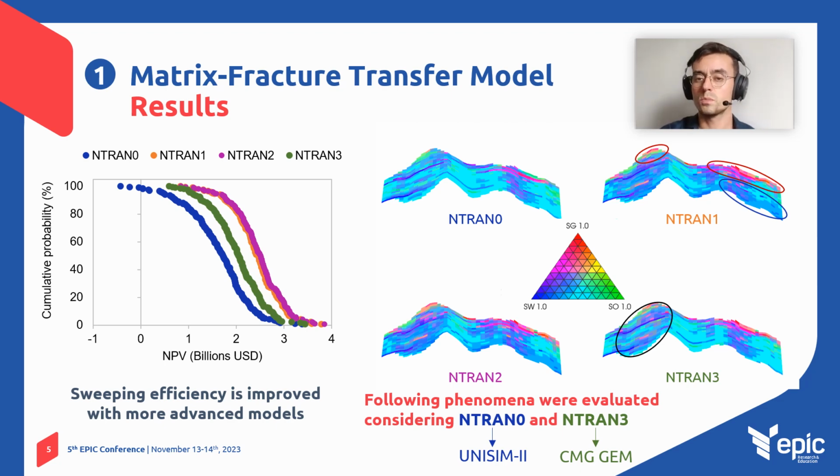We have that sweep efficiency is improved with these more advanced models, and in the figure on the right, we see more gas concentrations on the upper layers, and also the water is more spread around the super K layers. So it shows us why the sweep efficiency is better. And for the next phenomena, I'm going to present the results for both models, for both Neutron 0 and Neutron 3.